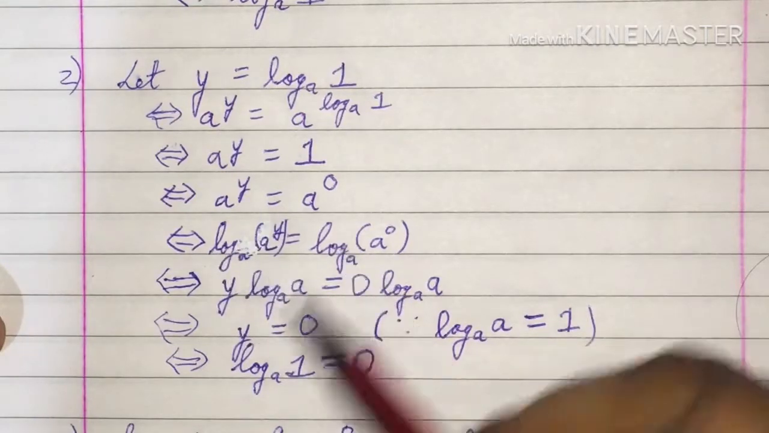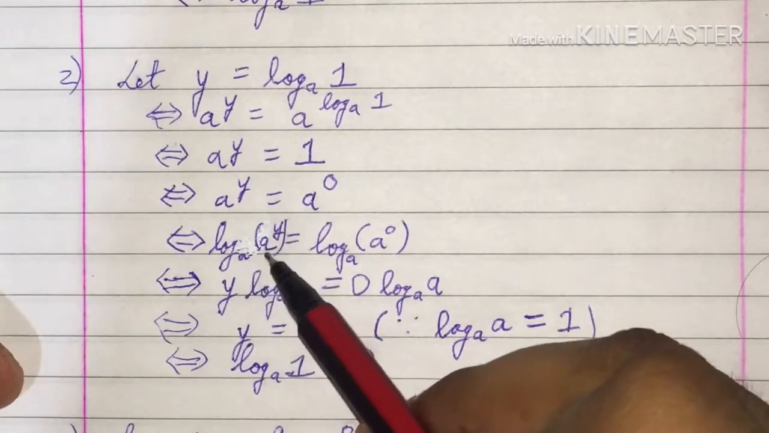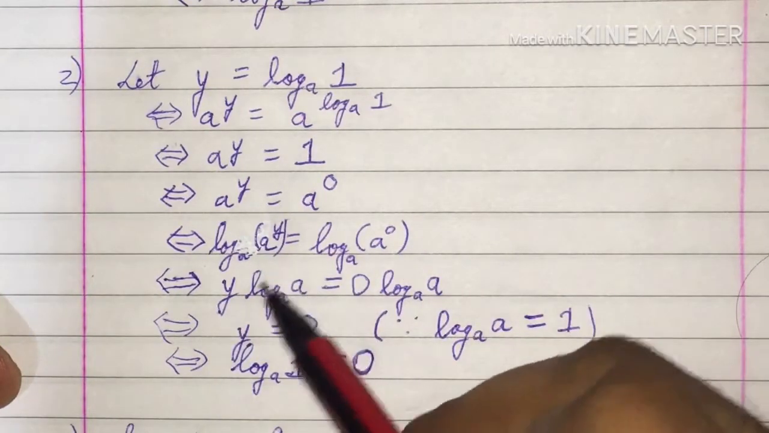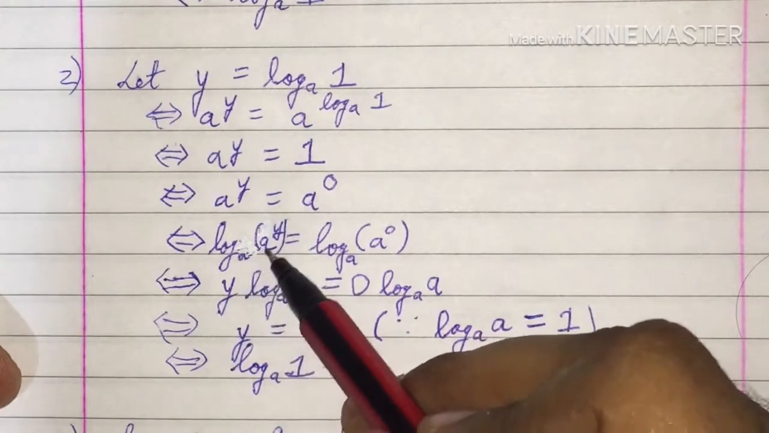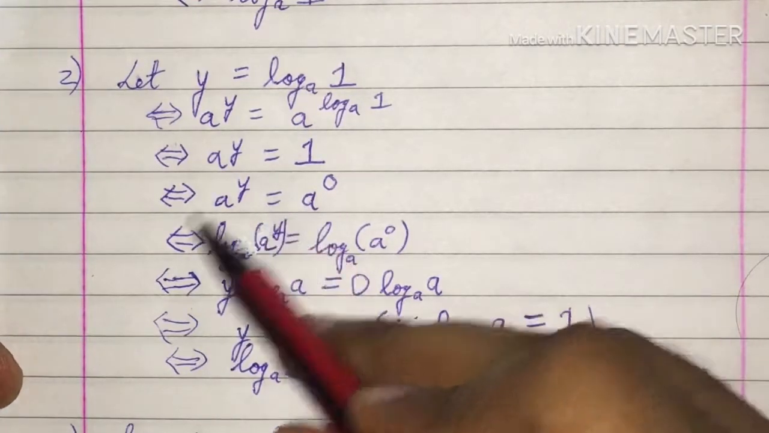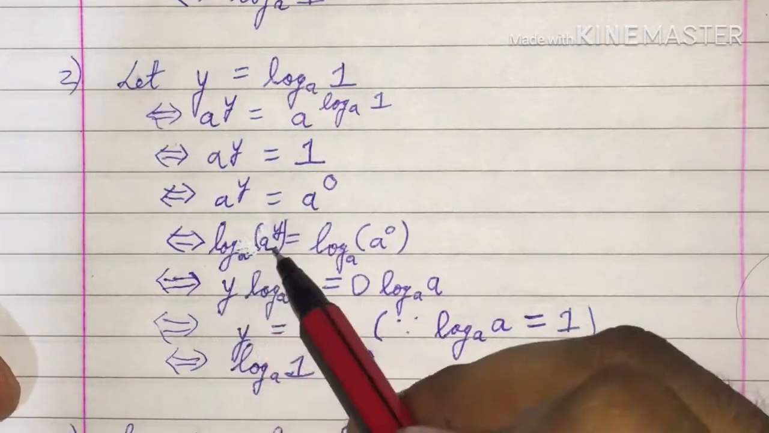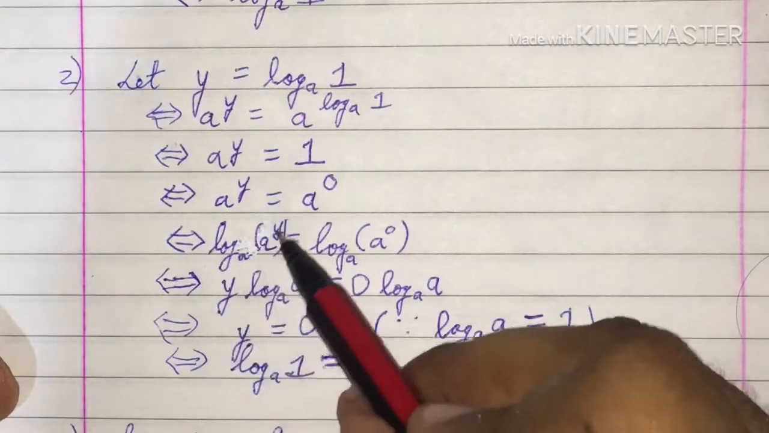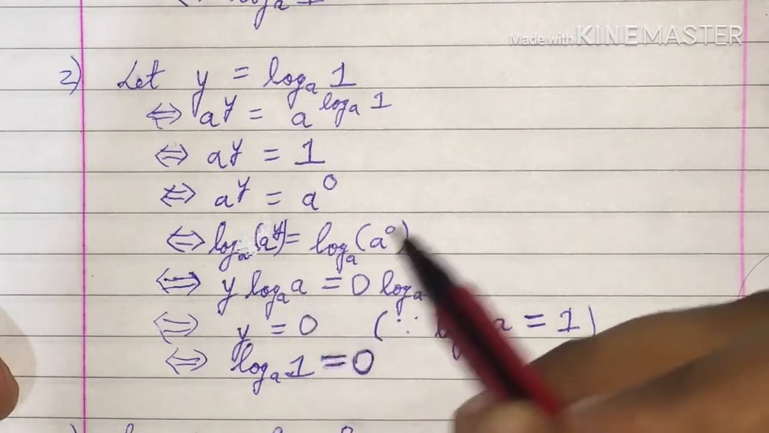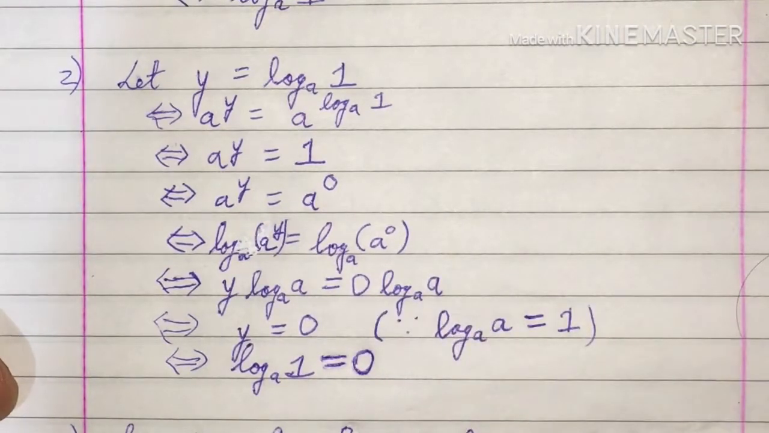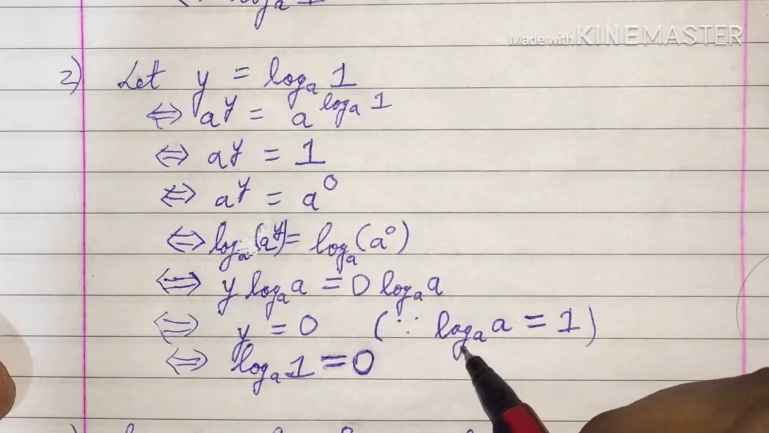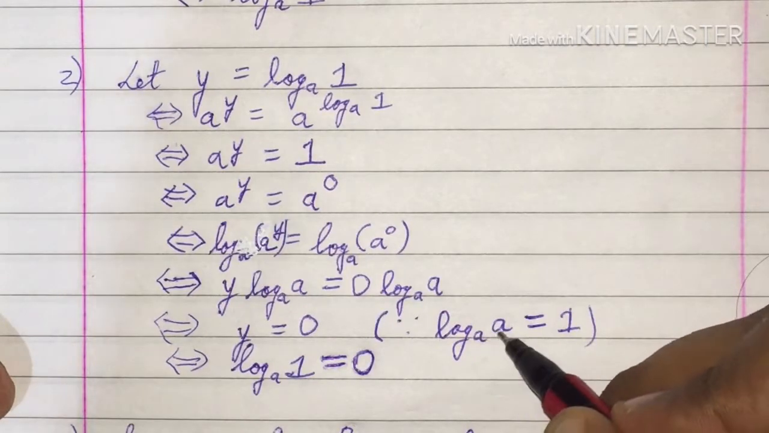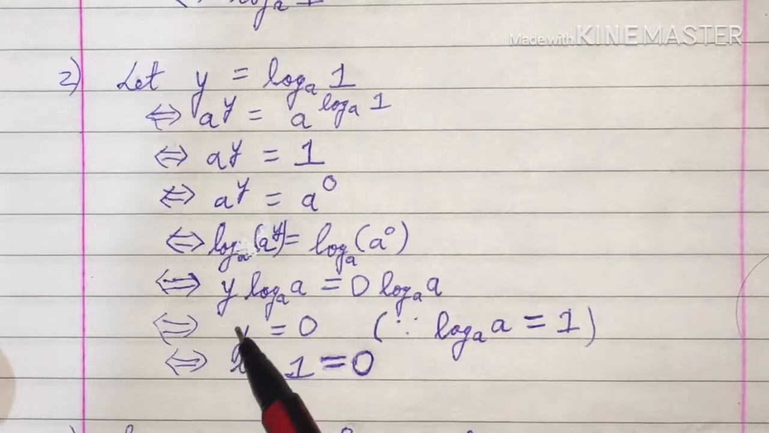So since we know a and log are inverse functions, we apply log on both the sides. So log to the base a of a raised to y equal to log to the base a of a raised to 0. Now this is the property of logs. So if we have log of a raised to y, it becomes y times log of a. So we take the power and multiply it to the log. So y times log to the base a of a equal to 0 times log to the base a of a. Now we know log to the base a of a equal to 1. That is because a raised to what number gives you back a? So that's basically 1.